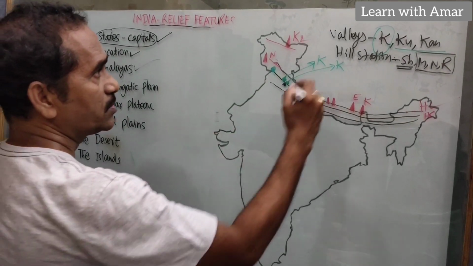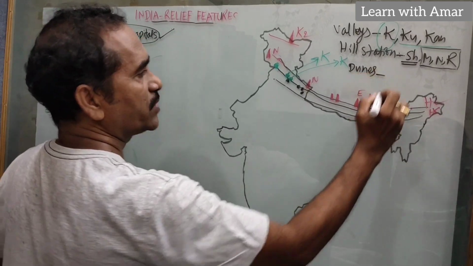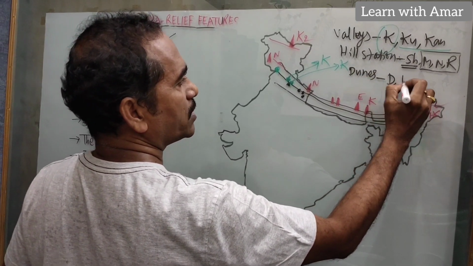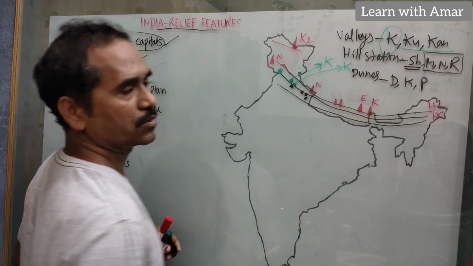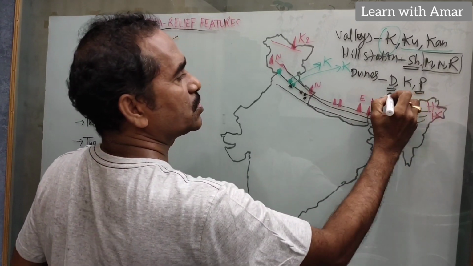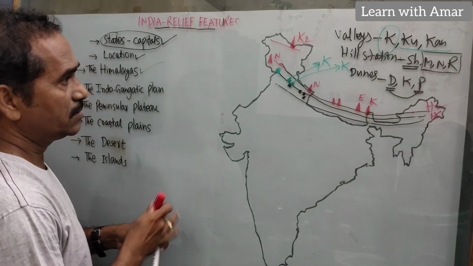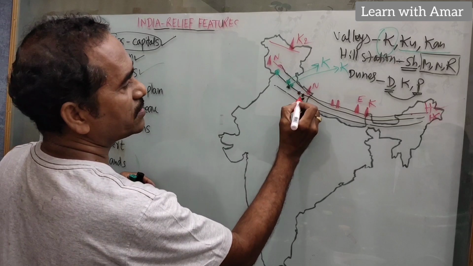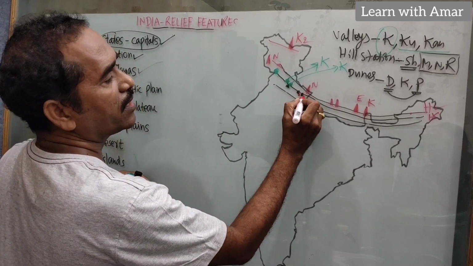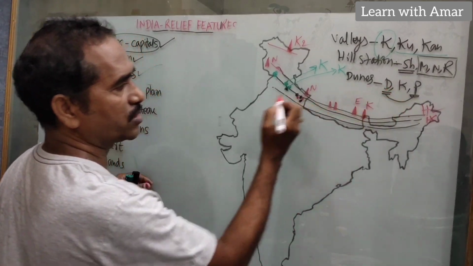Right. Next, move on to Doons. We know Dehradun, Kotli Dun and Patli Dun. Dehradun and Patli Dun, these two are located in Uttarakhand. See, this is Uttarakhand. This is Dehradun, and this one is Patli Dun. Dehradun is the capital city of Uttarakhand.